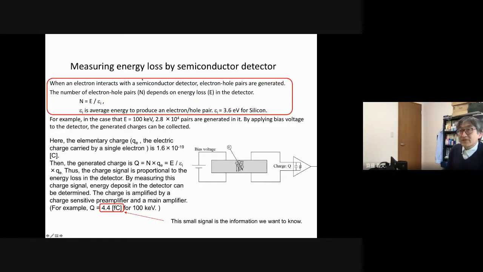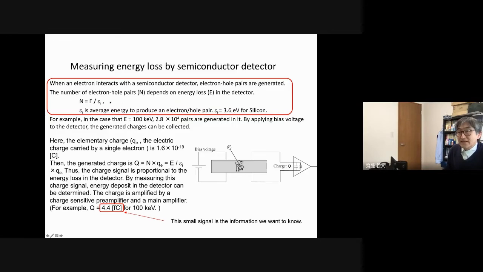And this figure shows the principle of measuring energy loss by semiconductor solid-state detectors. When an electron interacts with the semiconductor detector, electron-hole pairs are generated like this. This is the solid-state detector. And the number of electron-hole pairs depends on the energy loss in the detector. In this case, E is the electron energy, and epsilon is the average energy to produce an electron-hole pair. In case of silicon, it is 3.6 eV.